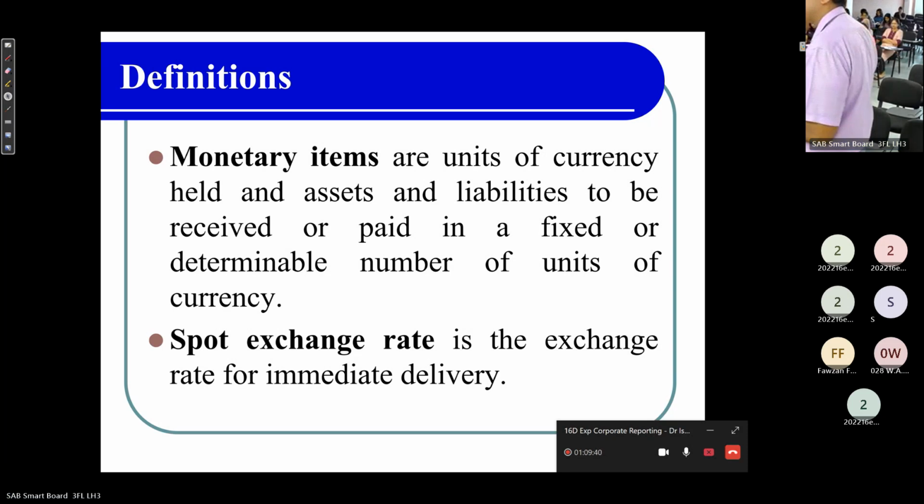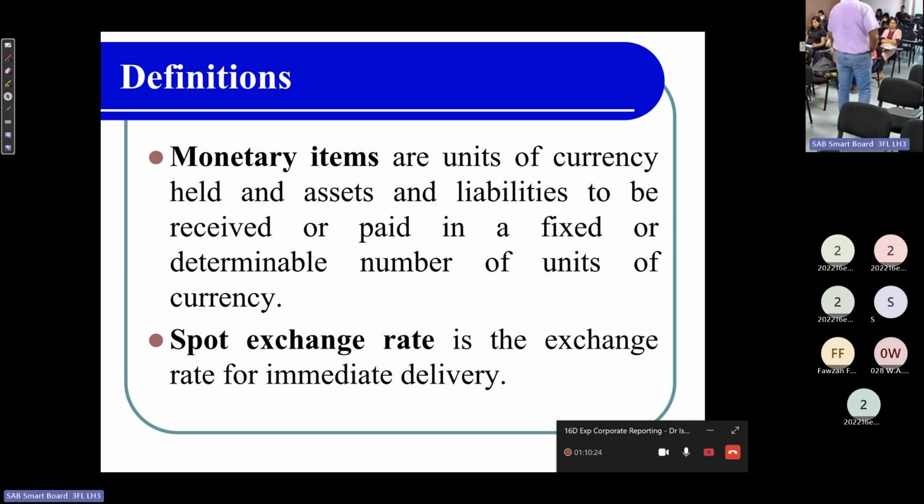Units of currency held, and assets and liabilities to be received or paid in a fixed or determinable number of units of currency. That can be an asset or liability. Debtor, there is a fixed and determinable unit of currency. Creditor, there is a fixed and determinable unit of currency. Inventory, no. Property, plant, equipment, no. So those are non-monetary items. Monetary items, examples: debtors, creditors, cash and cash equivalents. Those are monetary items.